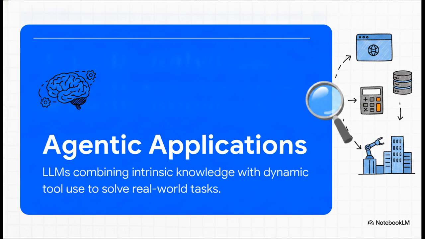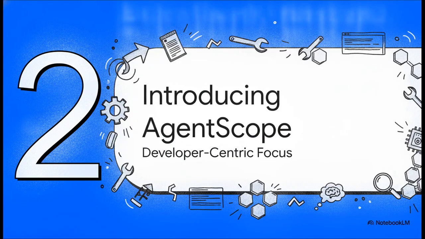Actually, scratch that. It's more like we are taking all of that deep intrinsic AI knowledge and we're empowering the model to dynamically use tools. It's searching a database, calculating a budget, and then drafting an email to your client, all in one continuous flow. That specific combination, knowledge plus dynamic tool use, is what makes modern AI truly capable. But it also creates a giant headache for the developers who have to wire the whole shebang together. And that leads us to Section 2, introducing AgentScope 1.0, a developer-centric framework.